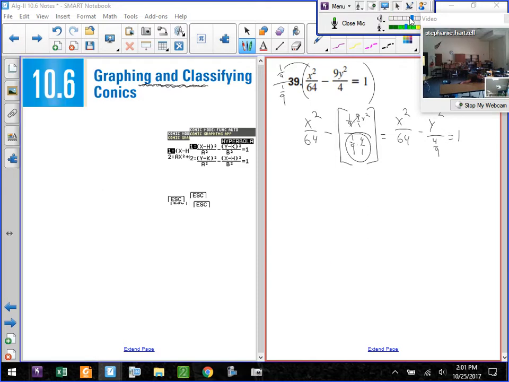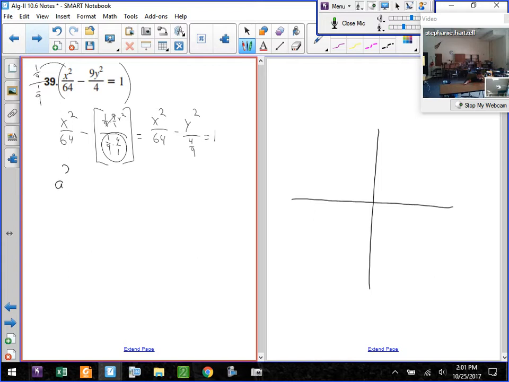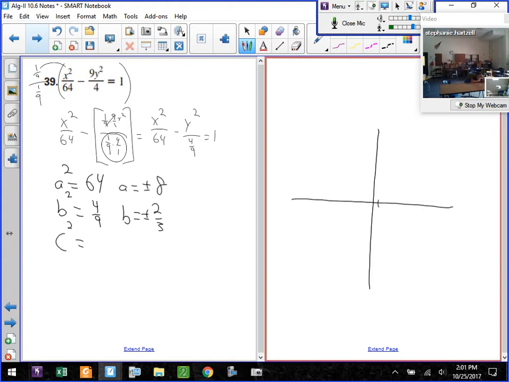So what happens with this, if you go to start graphing, we know our center is at the origin. We know that our a squared value is 64. Our b squared value is 4/9. The c squared value is just going to be those two added together. You just get some crummy values and go on from there. A is plus or minus 8, b is plus or minus 2/3. So if we start thinking that it's going to go left and right, I just want to show you this about the slopes.